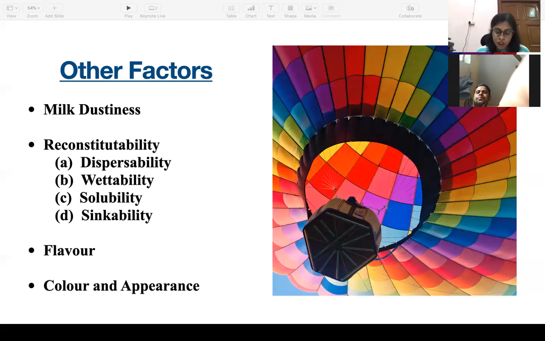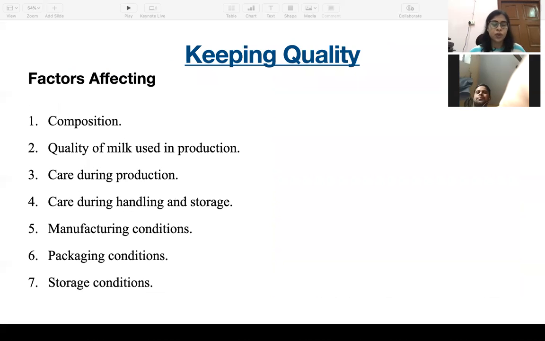Now, any deviation from this color is due to too high temperature. What happens is heat, Maillard reaction takes place. As a result, brownish coloration and burnt flavor is developed. Is this clear? So if you use drum drying technique, there are more chances of getting a slightly brownish milk powder. And the color and appearance changes.